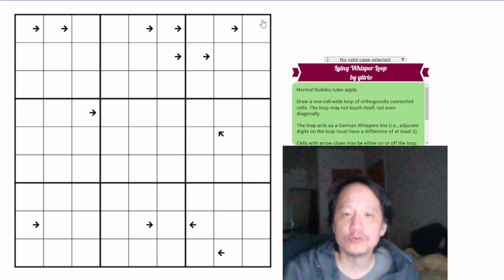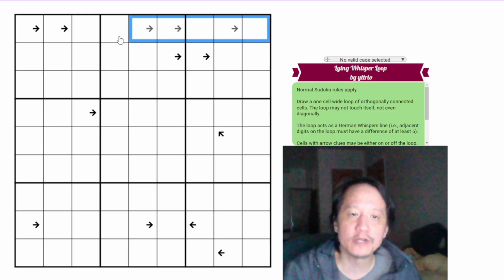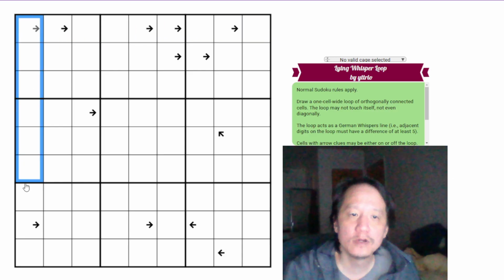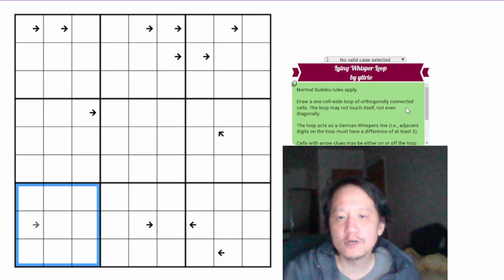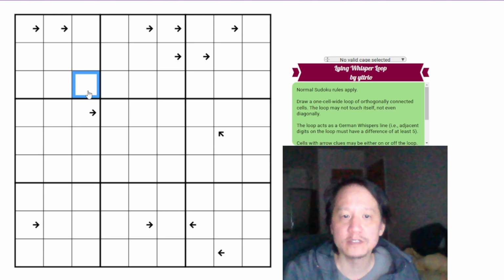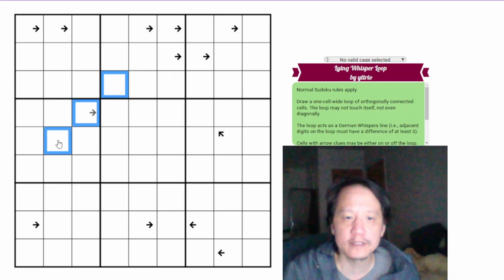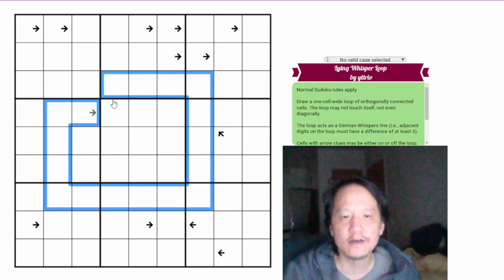Normal Sudoku rules apply, which means place the digits 1 through 9 once each in every row, column, and box. Draw a one-cell wide loop of orthogonally connected cells. The loop may not touch itself, not even diagonally. Orthogonally just means that cells share an edge, so you cannot connect the loop diagonally here. So this is not a valid loop.